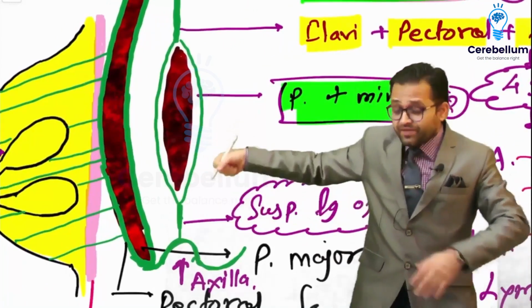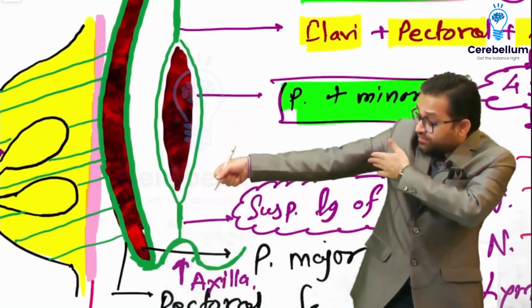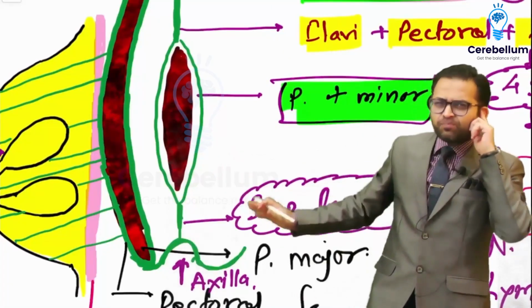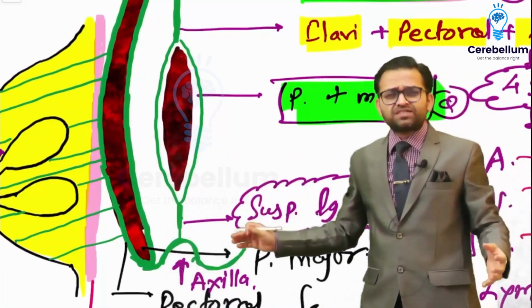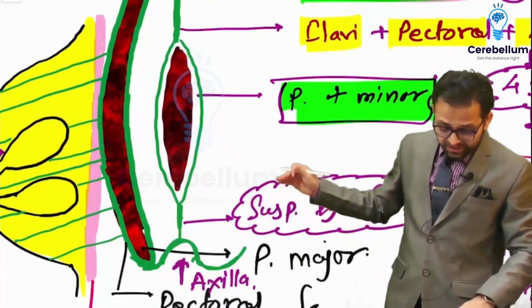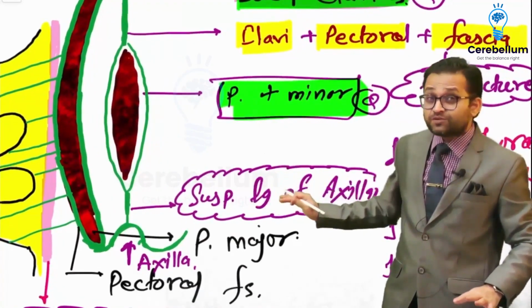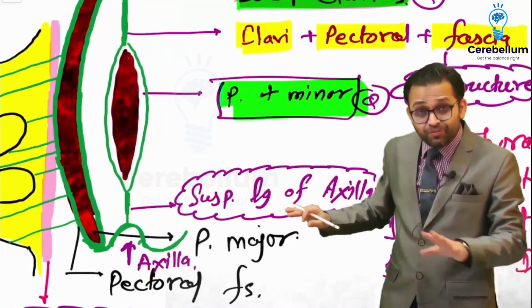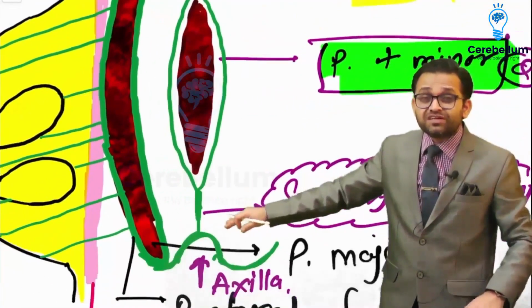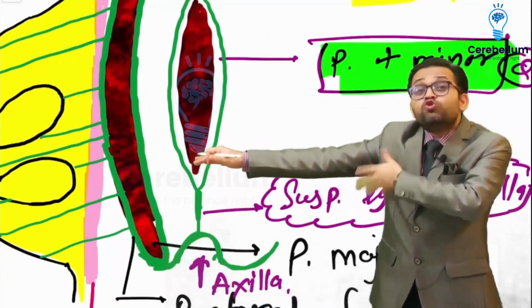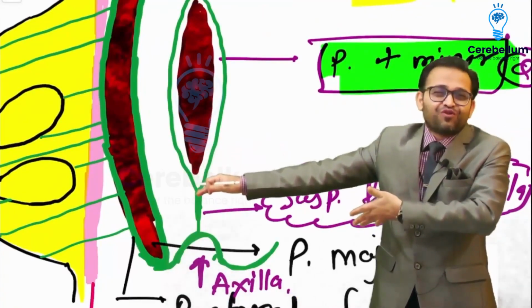It is pulling. That's why the axilla is concave in shape. Suppose due to any infection, any problem, or any injury, this suspensory ligament of the axilla is ruptured or broken. In that situation, the axilla skin will get loose. One beautiful concept from anatomy.